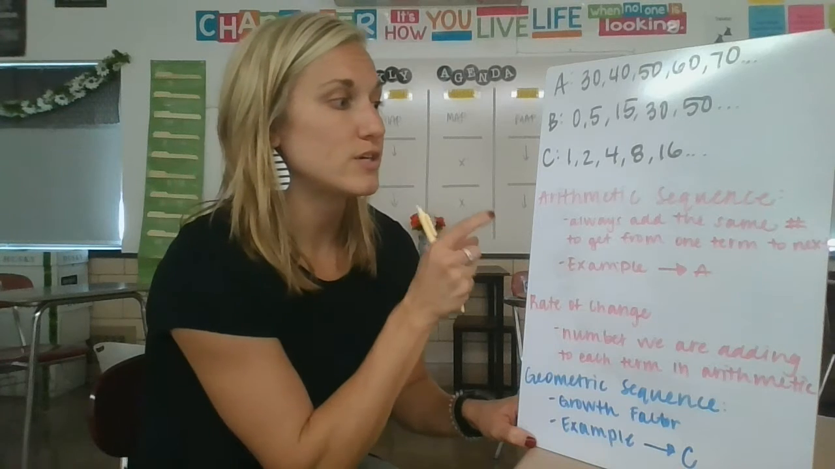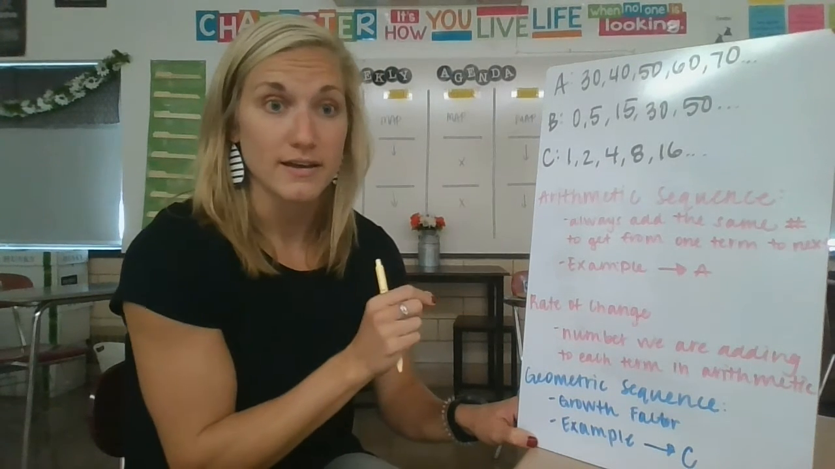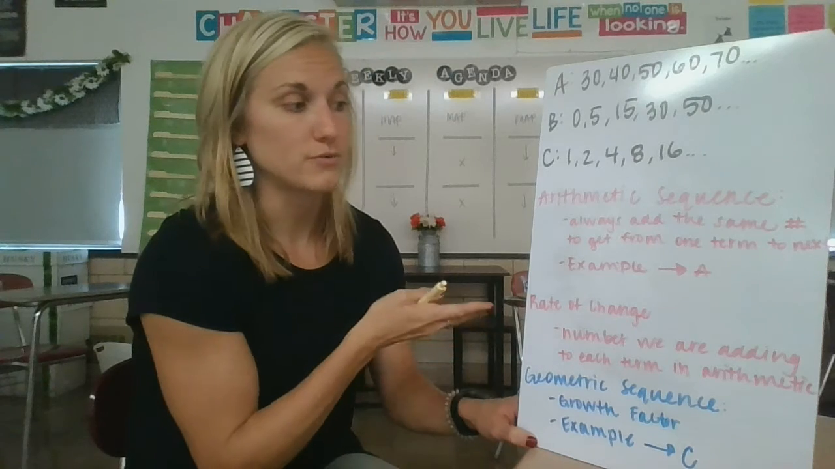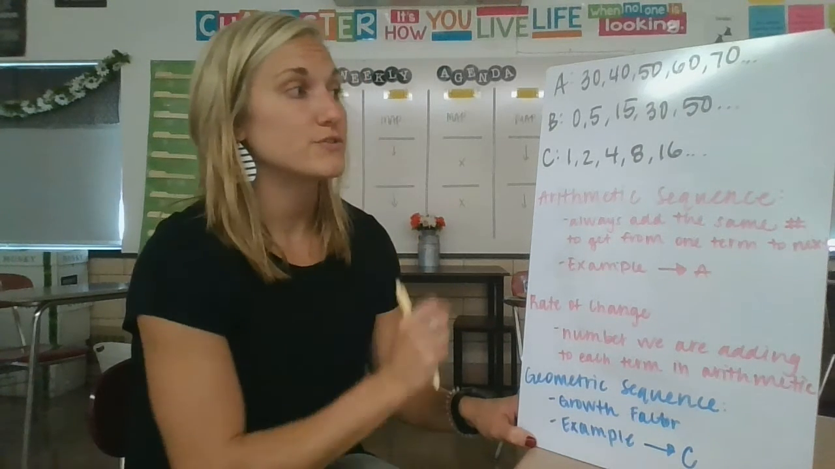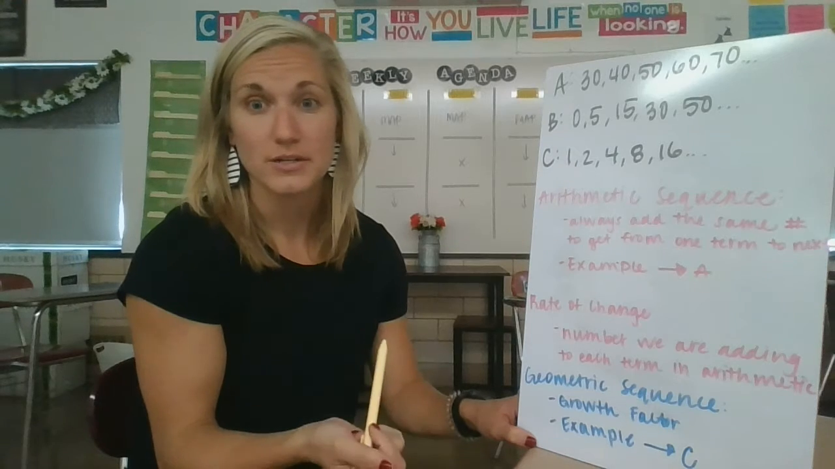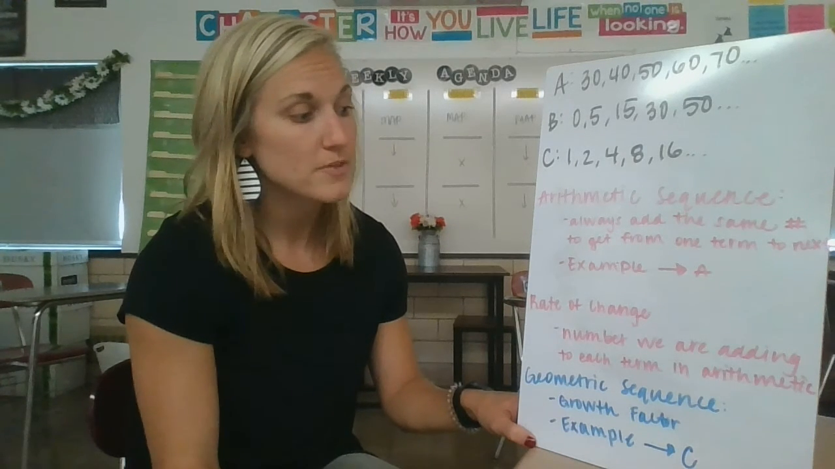So a way to keep arithmetic straight in your brain is arithmetic starts with A and adding starts with A too. So that's a really easy way to just think arithmetic means to add. So you're always adding the same amount to each term to get to the next term, okay?